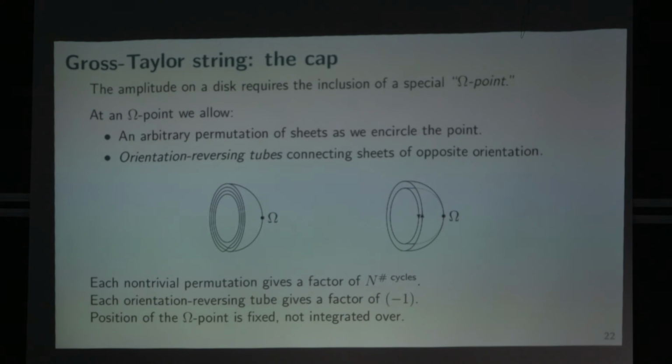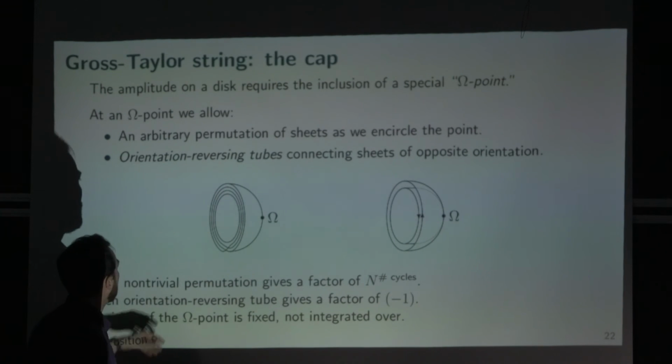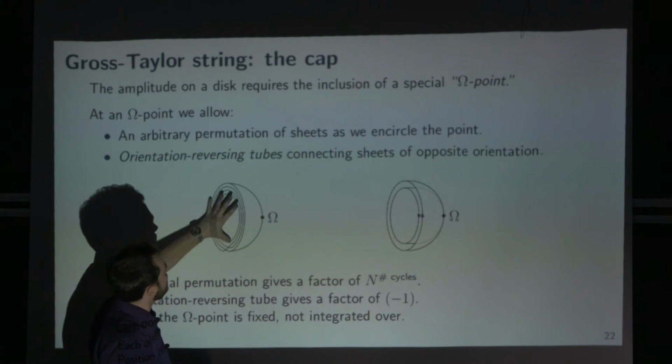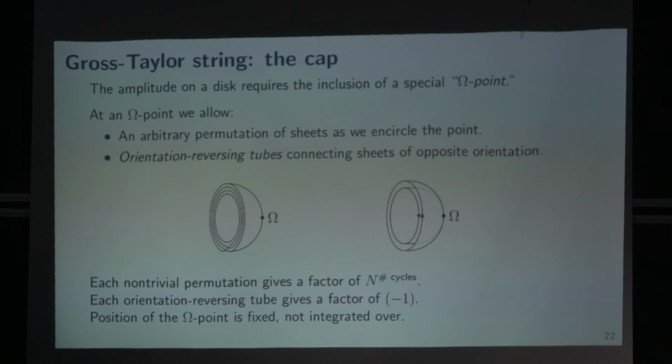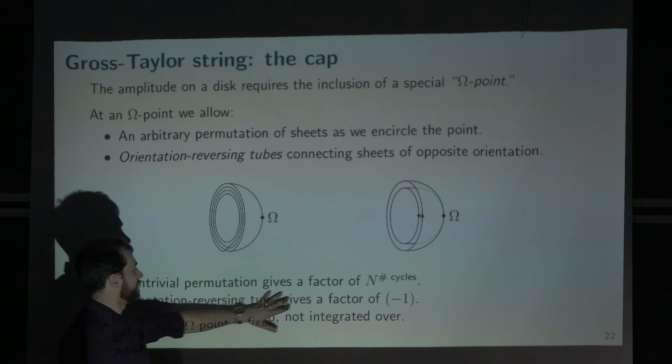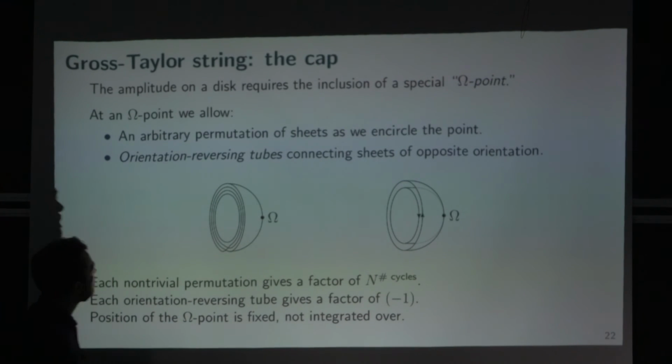Now, once again, the cylinder is not enough. If you want to talk about the partition function on an arbitrary Riemann surface, you need to include something like the cap. And something which is topologically a disk, and that requires something that Gross and Taylor called an omega point. And it has some sort of funny rules associated with it. Your strings can end in an arbitrary permutation, and anytime it does so, you get a factor of n to the power of the number of cycles.